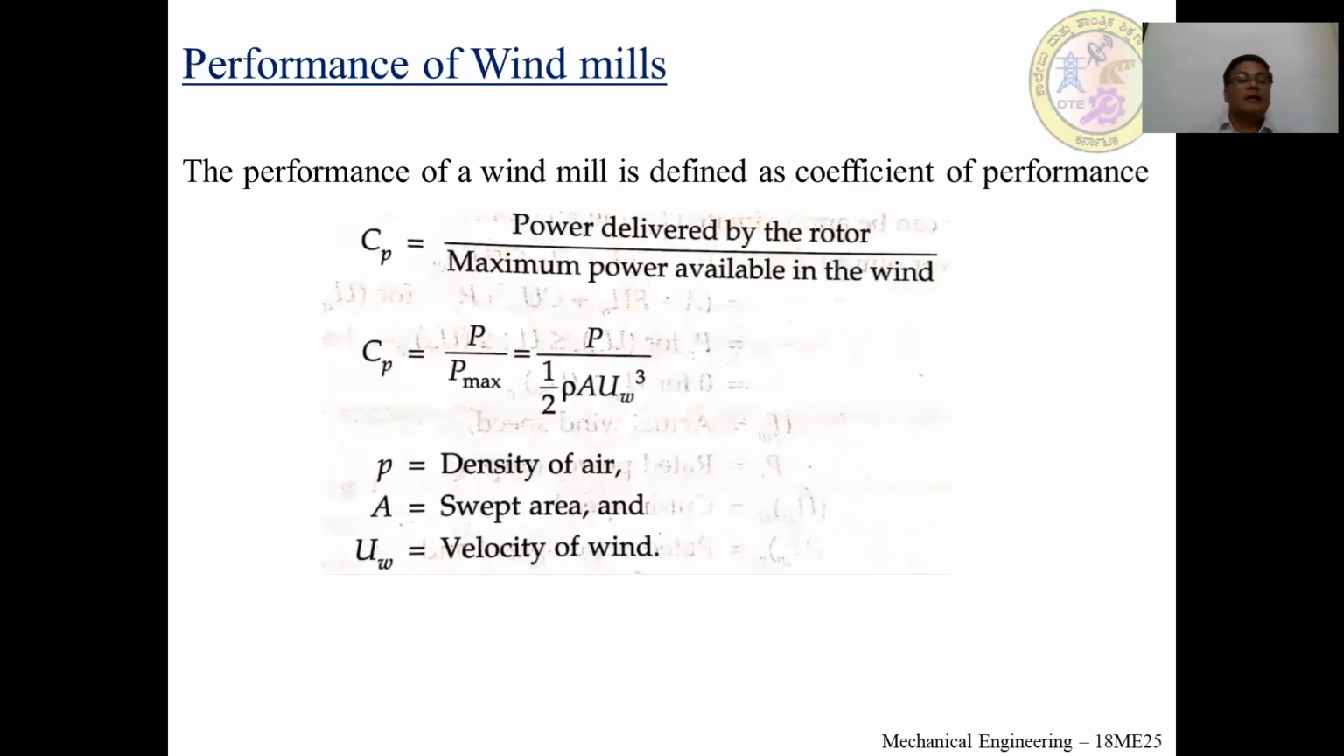And coming to the performance of the windmills, the performance we are going to define in terms of the coefficient of performance, that is CP. It is defined as the ratio between the power delivered by the rotor to the maximum power available in the wind. This is CP equals P by P max. And P max is half rho A U cubed, where rho is the density of air, A is the swept area, and U is the velocity of the wind. So these are the parameters which we need to consider while calculating the performance of the windmills.